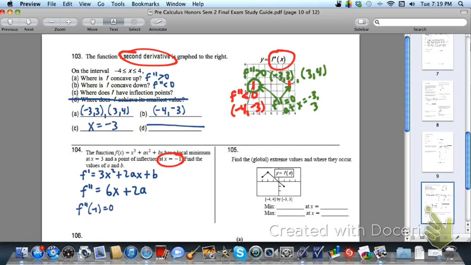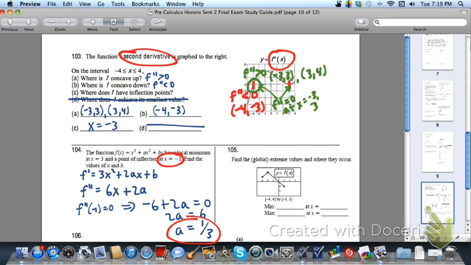If we replace x with -1, we get -6 plus 2a, and that's equal to 0. Then 2a would be equal to 6. So a is equal to 3. So we do have our first value of a or b: a equals 3. And then when we replace a with 3, we can see that we get f prime.